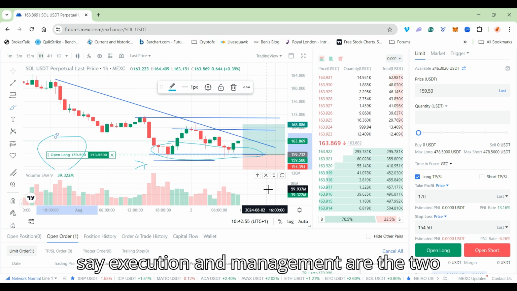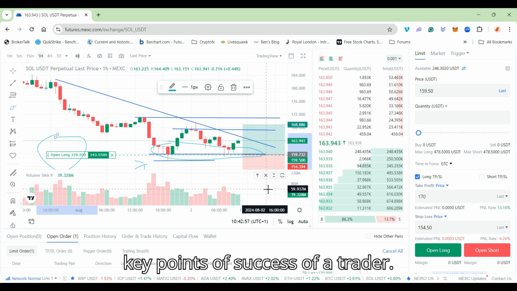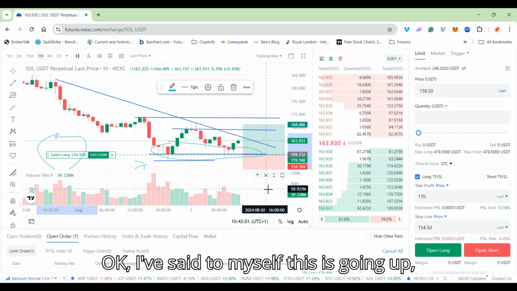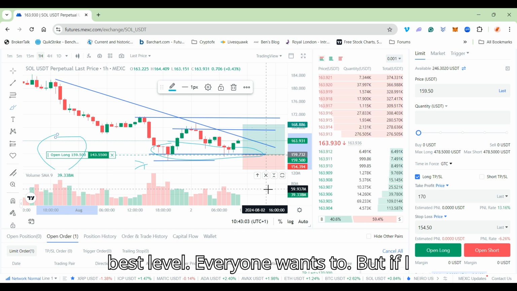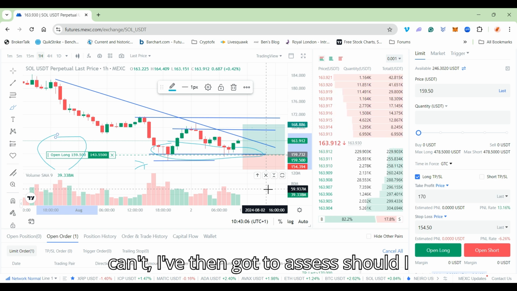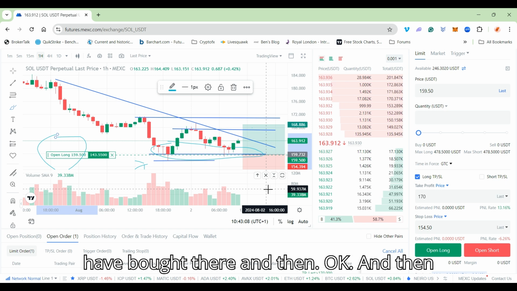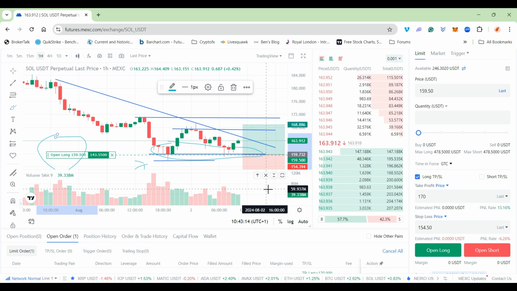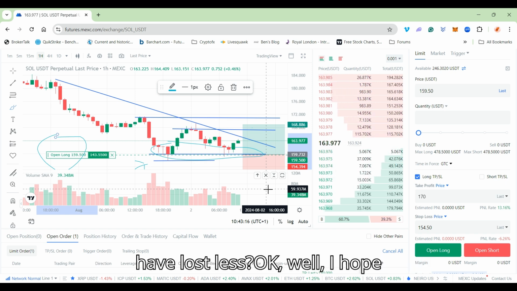So we've identified that we want to buy above this level and it's bullish, but we've put our execution. This is where I say execution and management are the 2 key points of success of a trader. I've said to myself, this is going up, but I want to be patient to buy at the best level. Everyone wants to. But if I can't, I've then got to assess, should I have bought there and then? And if I buy this and then get stopped out, I've got to assess what went wrong. How could I have made more? How could I have lost less?